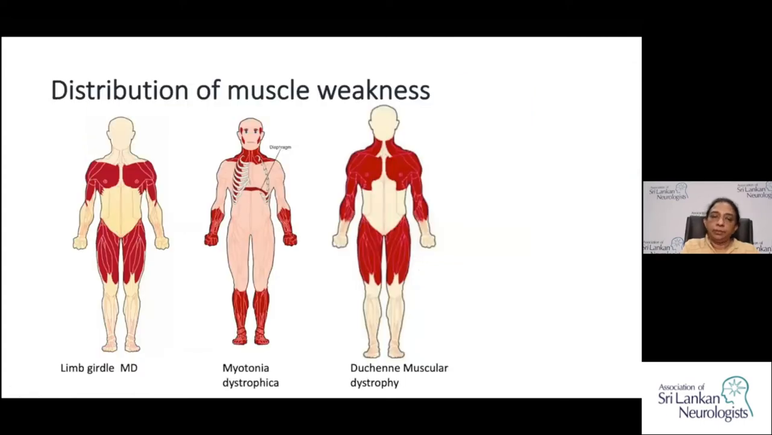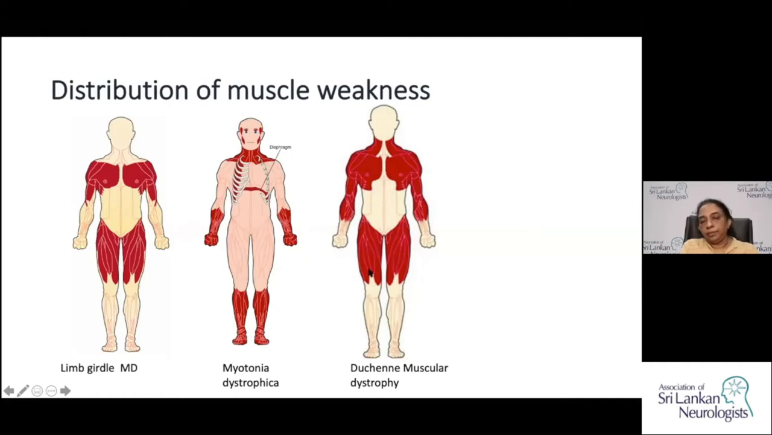And then when you examine further, the distribution of muscle weakness. You know that limb girdle muscular dystrophy is by far the commonest that we see. You can see that the shoulder girdle and the hip girdle muscles are affected in this condition. And then in myotonic dystrophy, you have more of a distal pattern, and you can see the neck muscles, the trapezius, sternocleidomastoid, and also the facial muscles, and of course the lower limb musculature is affected in myotonic dystrophy.